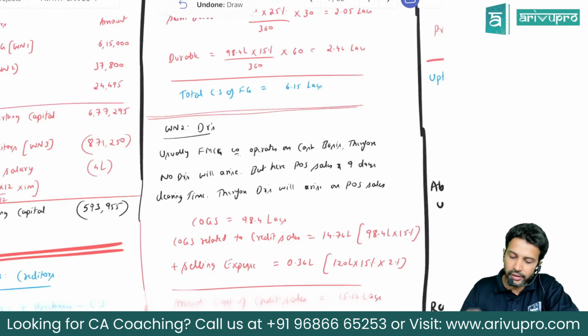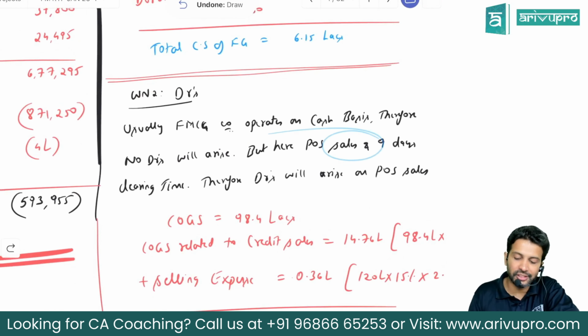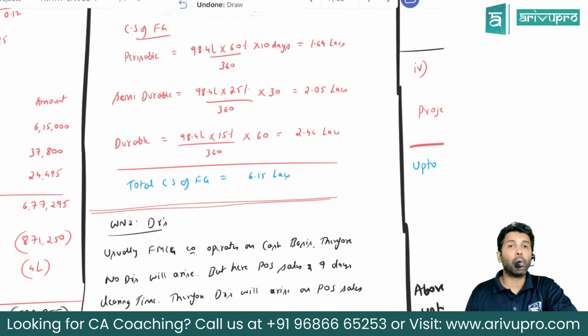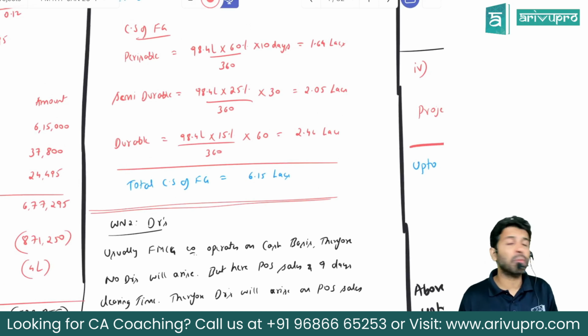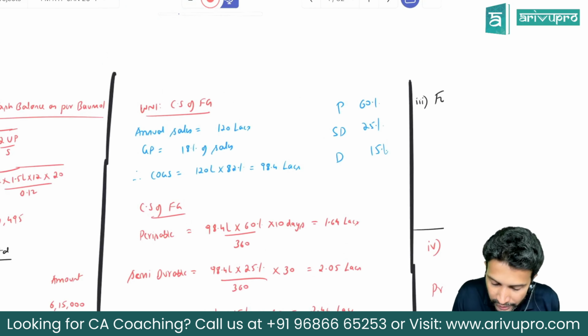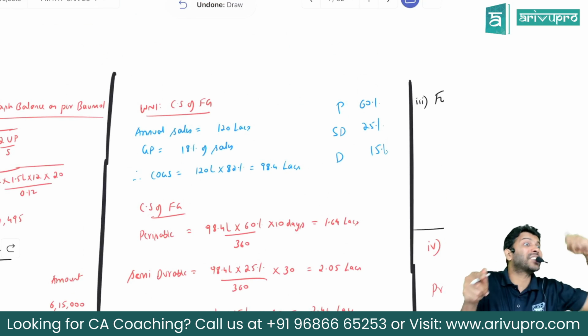So let's work out the debtors now. That's what I've written over here. Usually an FMCG company operates on what basis? Cash basis. Therefore, no debtors will arise. But here, since POS sales is given and 9 days is the clearing time, the debtors will arise on account of POS sales. Moreover, in these working capital problems, do we work out debtors on a sales basis or a cost of sale basis? Cost of sale basis. Now you tell me, for calculating debtors, do I need to take sales or COGS?